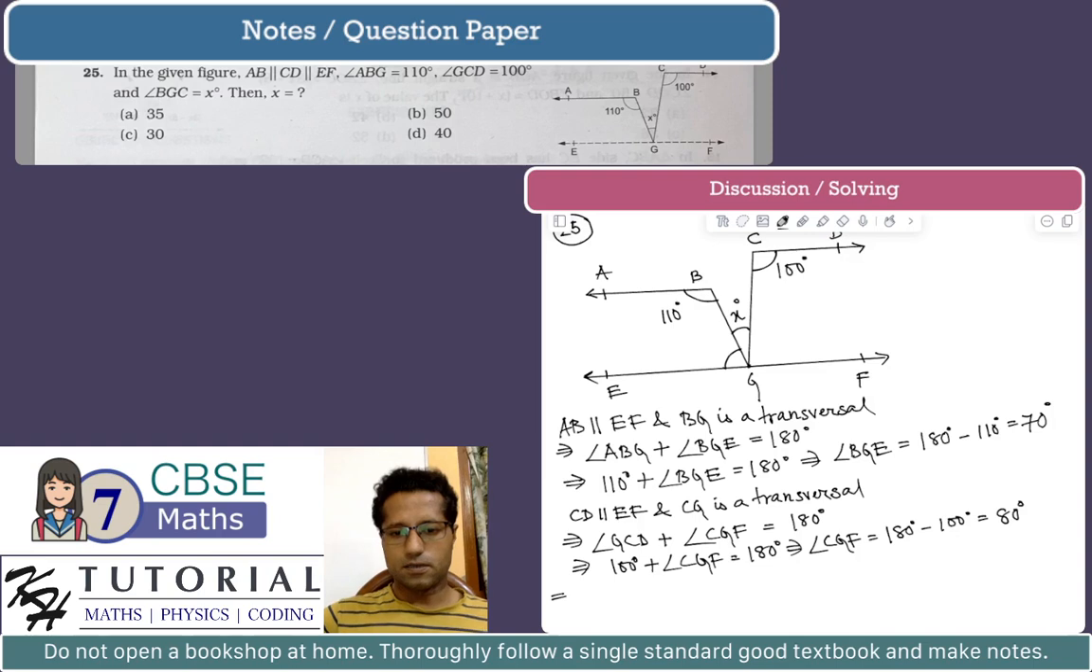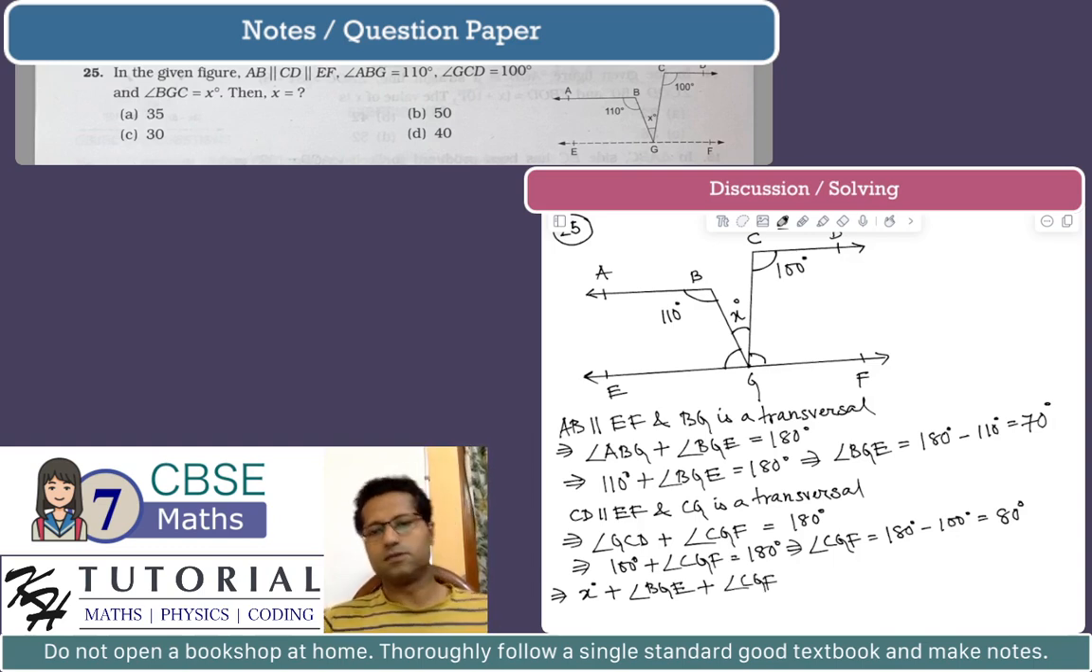Now, what is angle X? Okay, so we got also this angle. Now we know that X degrees, angle BGE and angle CGF, these three angles are formed on the same side of the straight line EF at the same point G. So their sum should be equal to 180 degrees.